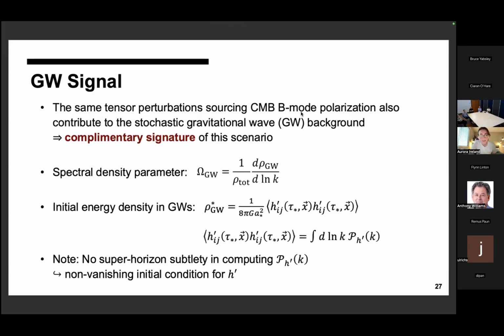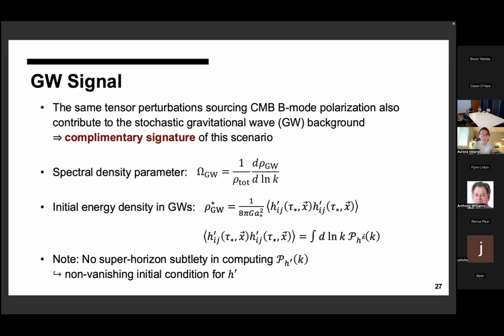right. I'm not going to go into gory detail on how I calculate the gravitational wave signal. I'll just mention that I'm going to parameterize the energy density in gravitational waves by the spectral density parameter, which is the energy density in gravitational waves per logarithmic frequency interval normalized to the total energy density. Initially, at the time of the phase transition, I can compute the energy density in gravitational waves by taking the real space 2-point function of not the tensor perturbation, but its derivative with respect to conformal time, which I can calculate once I calculate the power spectrum of this H prime, which is slightly different from the power spectrum of H itself.